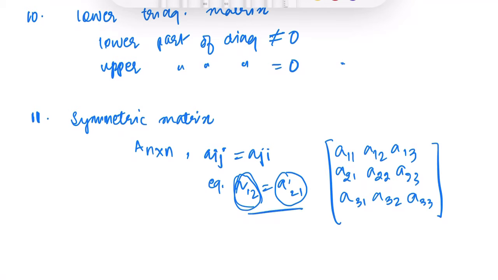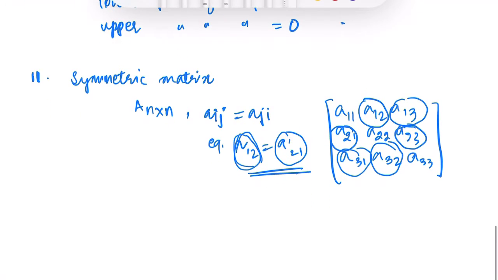This means that A12 and A21 must be equal. Similarly, A13 and A31 must be equal. Similarly, A32 should be equal to A23. This is what it means by a symmetric matrix. And also it should be a square matrix. Number of rows should be equal to number of columns.